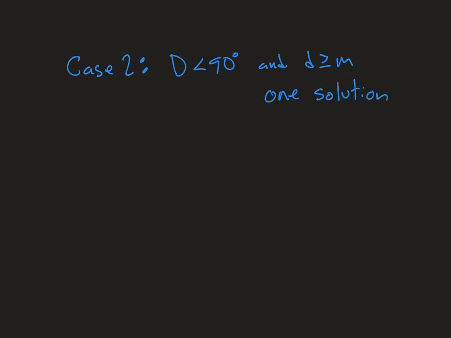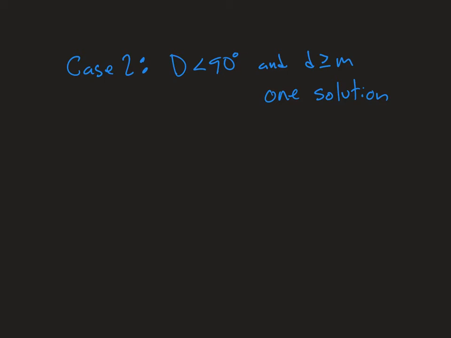Okay, so case 2 occurs when we still have an acute angle, so D is less than 90 degrees, and side d is greater than or equal to M. The last case, d was less than M. This case, side d is greater than or equal to M. If that's the situation, there is only one solution, and you just do the problem the way we did with the law of sines to get your one solution. So you solve the triangle. There's only one triangle that will fit those characteristics.